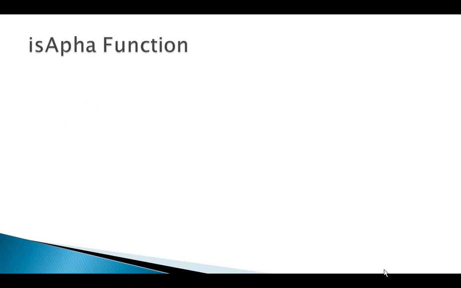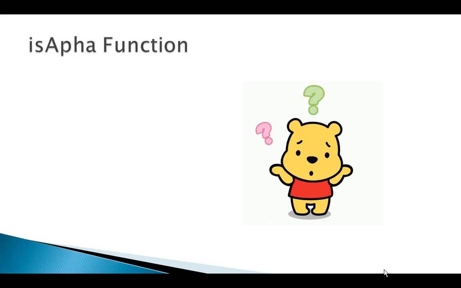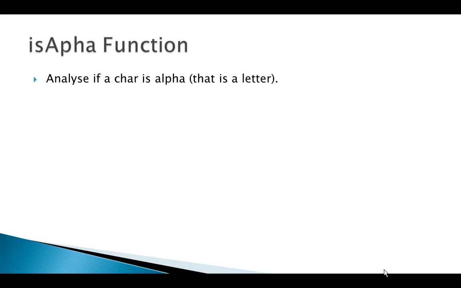We will start with the isAlpha function. We will study its syntax and one example. The isAlpha function analyzes if a character is alpha, that is, a letter. Its syntax is isAlpha, and this char is a variable. Now concentrate on isAlpha: the A is capital. If you write isalpha with a small a, it will not be detected as an inbuilt or library function. So you have to make sure the A is capital.